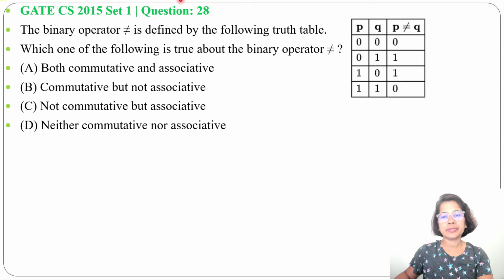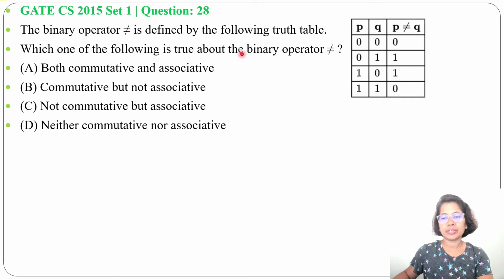Let's solve one previous question of mathematical logic. This question was asked in GATE CS 2015 set 1, question number 28. The binary operator not equals to is defined by the following truth table. This is the truth table for not equals to. Here this symbol means not equals to. Okay, this is just a binary operator and the truth table for it is given.